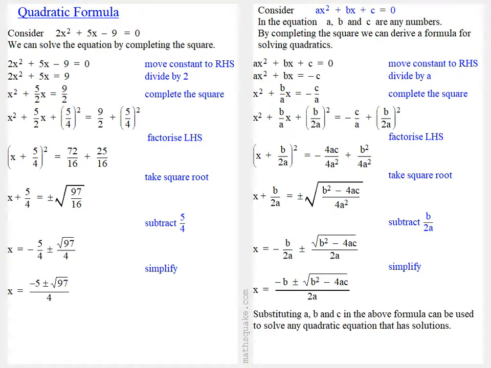If we're given a general quadratic equation, ax squared plus bx plus c equals 0, we then substitute a, b and c in the formula, and we can use it to solve any quadratic equation. So remember, the formula is ax squared plus bx plus c equals 0, and then x equals minus b plus or minus the square root of b squared minus 4ac all over 2a.